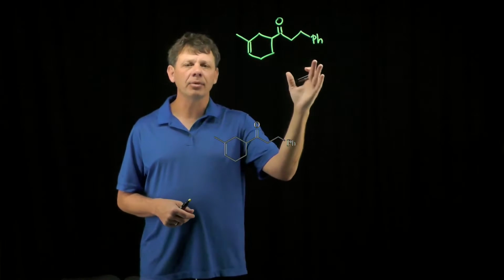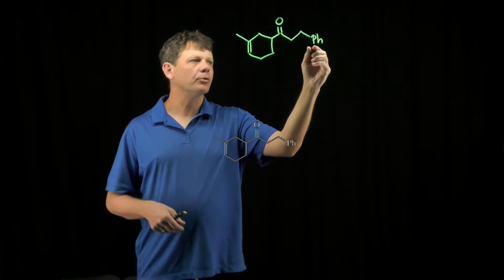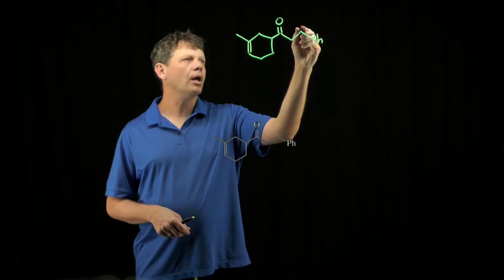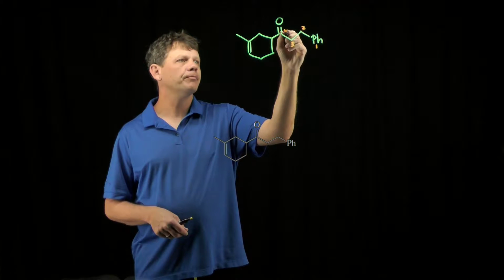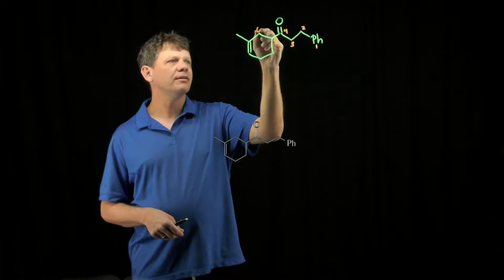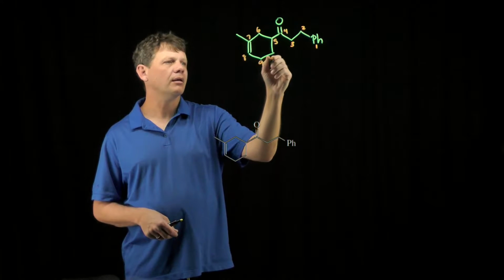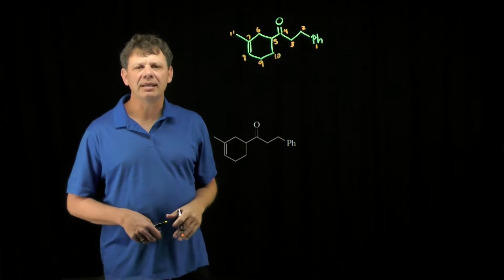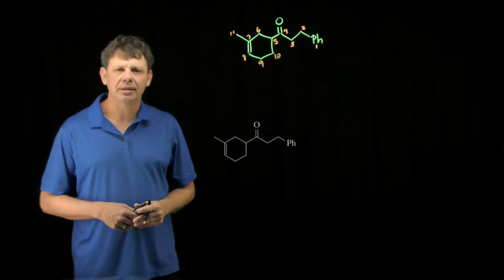I'm going to go ahead and number the carbons, or number the atoms, number the groups. We'll call the phenyl group just number 1, carbon 2, carbon 3, carbon 4, 5, 6, and on. We maybe didn't need to number all the way to 11, but let's do it.